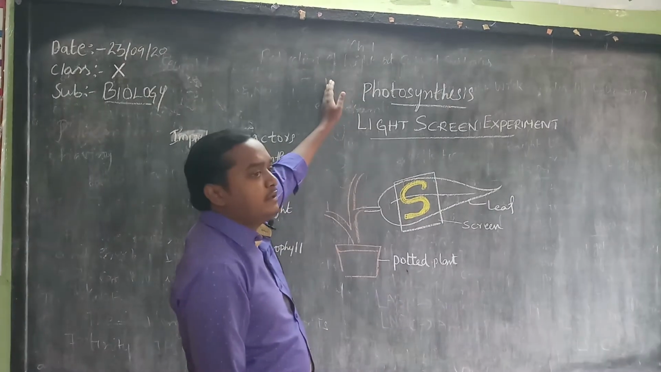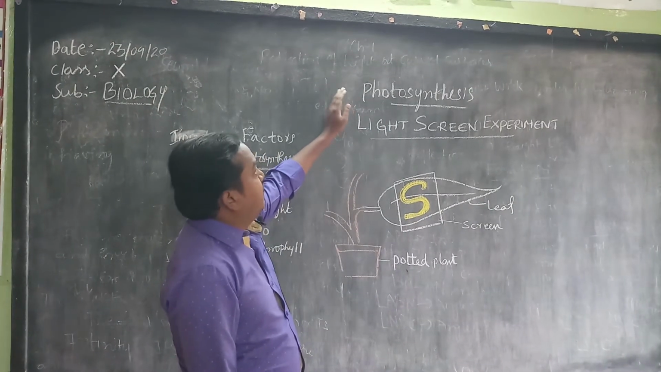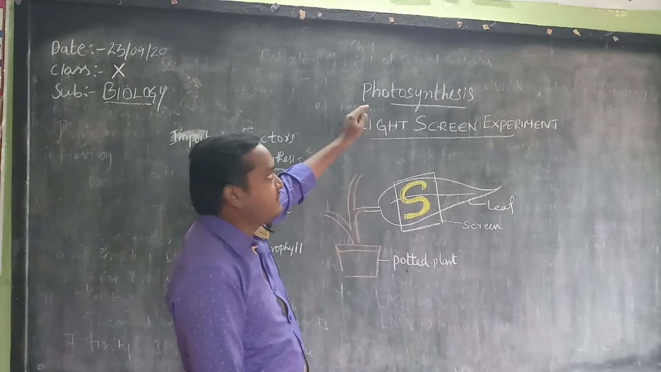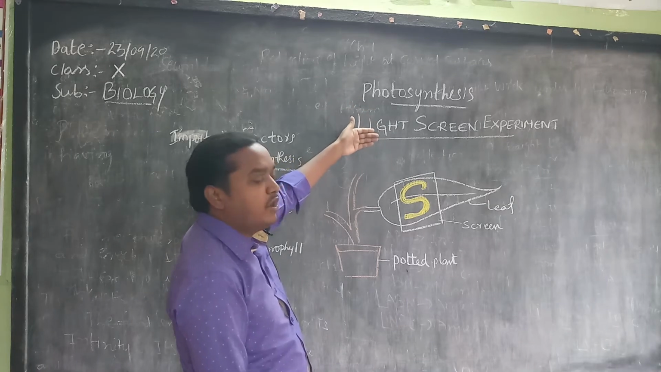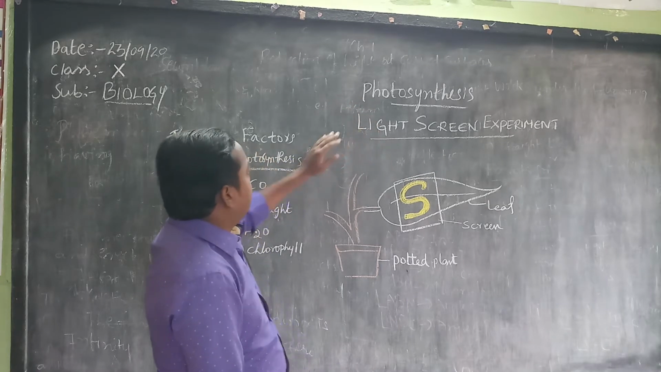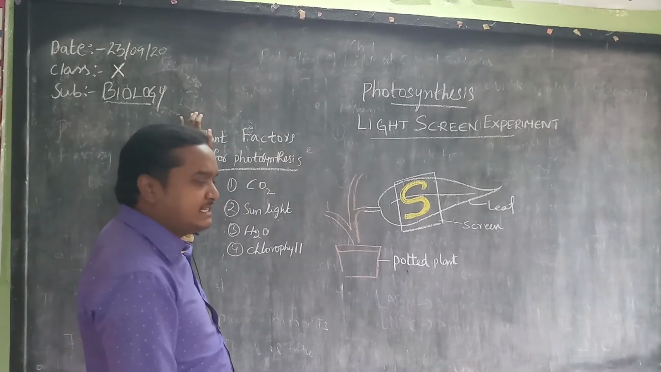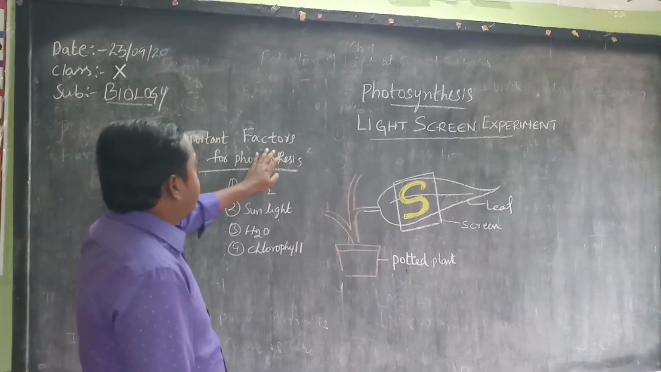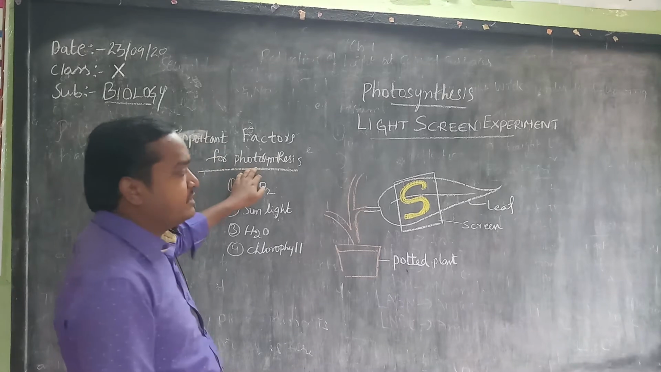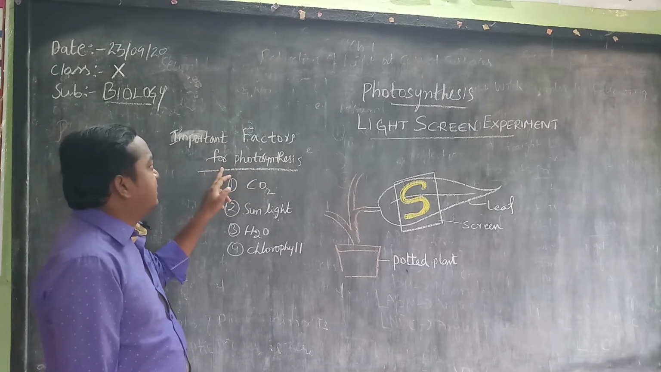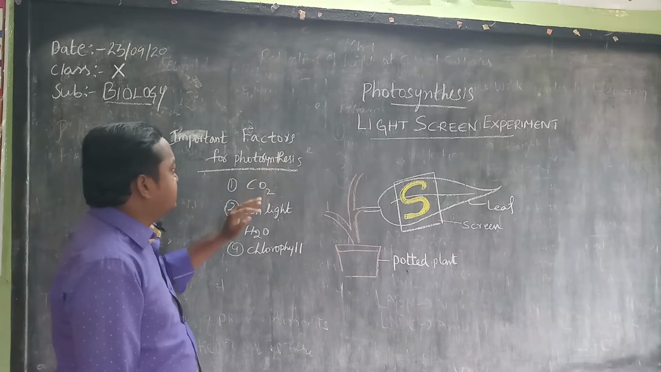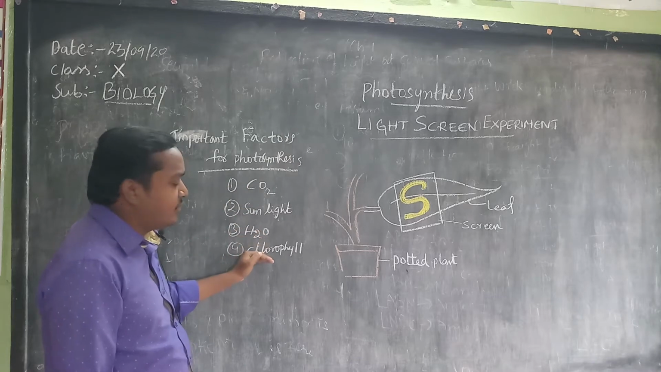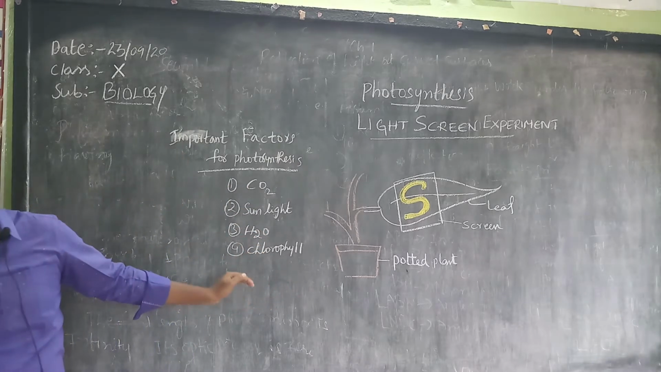Again from the nutrition. In the photosynthesis life process, one of the life processes in living organisms called plants, we already discussed in the first classes the important factors needed for photosynthesis. They are four: carbon dioxide, sunlight, water and chlorophyll, which is nothing but part of the chloroplast.